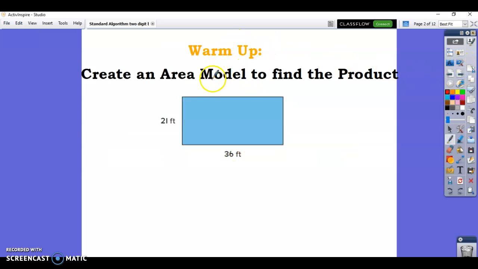Okay, so for our warm-up, I want you guys to create an area model for the following equation. You have 21 and 36, for 21 times 36. So I want you to create an area model in your journal to see if you can find the product. Pause the video here and see if you can do that for your warm-up. Okay, so let's go ahead and check our work.